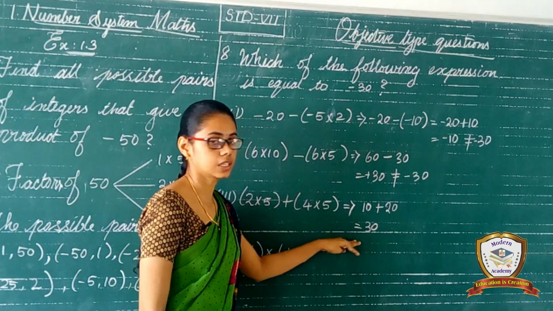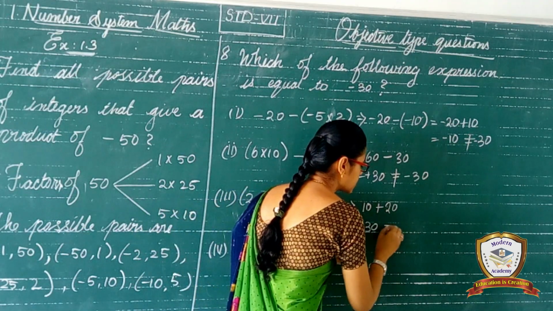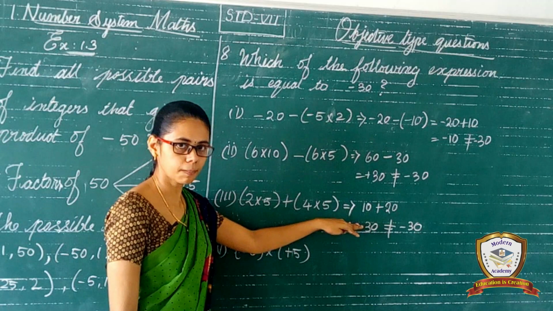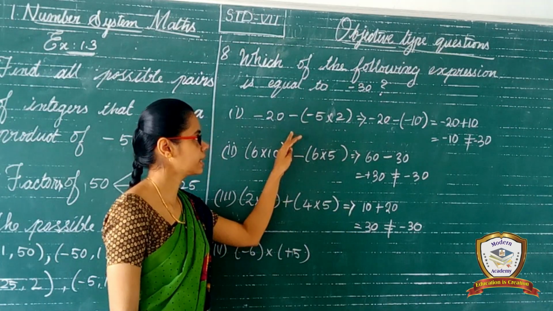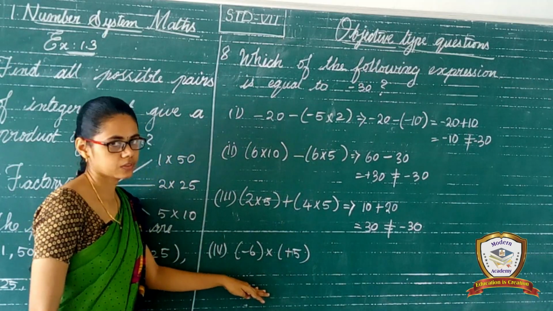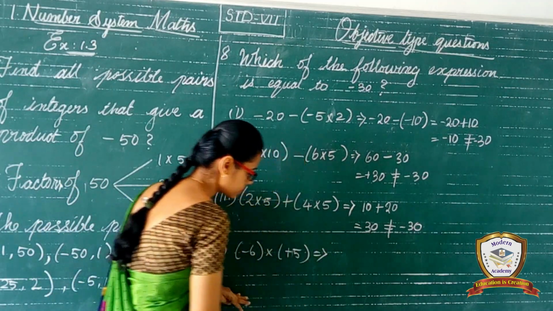Okay. So plus 30, isn't it? So it is not equal to minus 30. So the third option will not come. And go to the last one, the fourth one. So we have to check it.